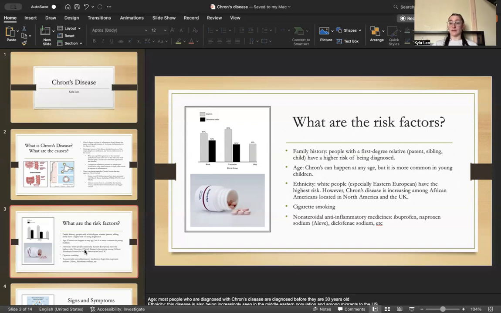Cigarette smoking is the most controllable risk factor in the development of Crohn's disease. Smoking can lead to more serious versions of the disease, and it can increase the risk of having to get surgery down the road. Anti-inflammatory medicines do not cause the disease, but they can lead to inflammation of the bowel that makes the disease worse. For example, ibuprofen, naproxen sodium, diclofenac sodium, and other medications.